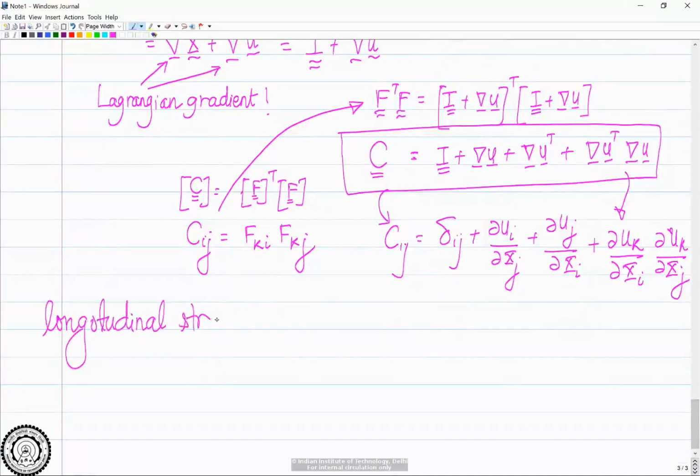Sir, what does capital C physically signify? For example, this capital F was transforming the delta of capital X into d of small x. That's a very good question. It will become more clear as we talk about various kinds of strains: longitudinal strain, shear strain, volumetric strain. You will see that it is appearing in all kinds of strains. So it is related to strain. It signifies strain in the body.